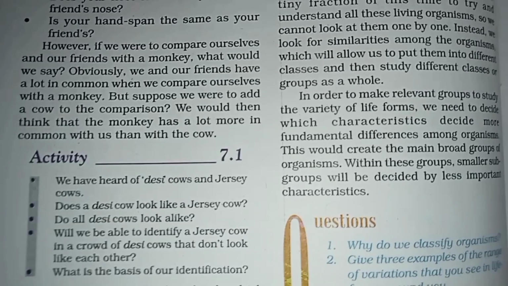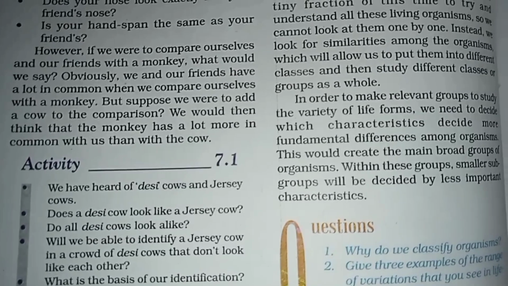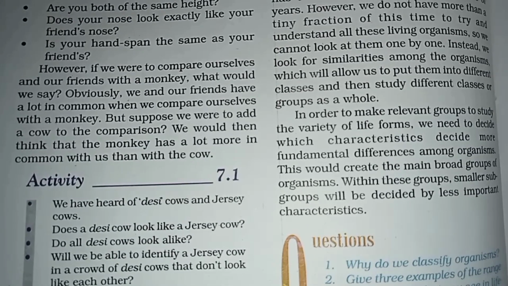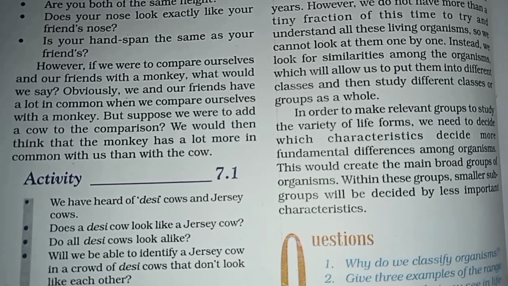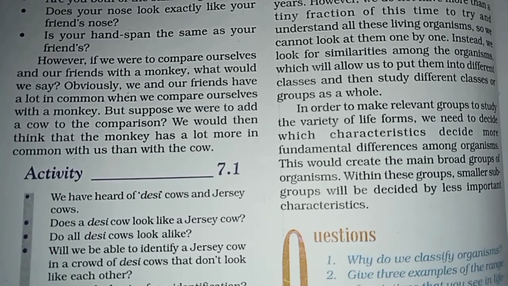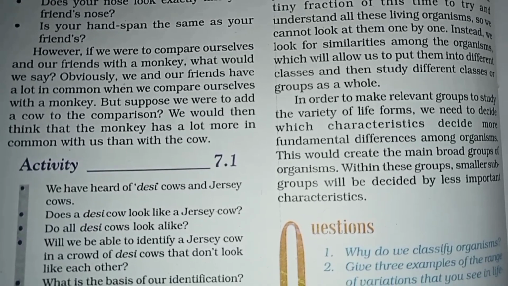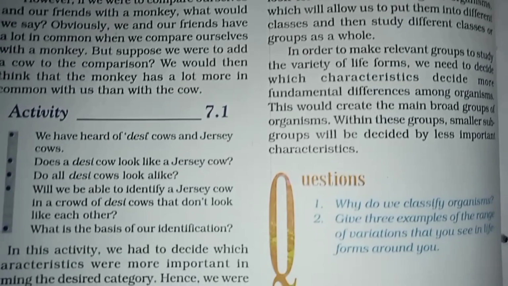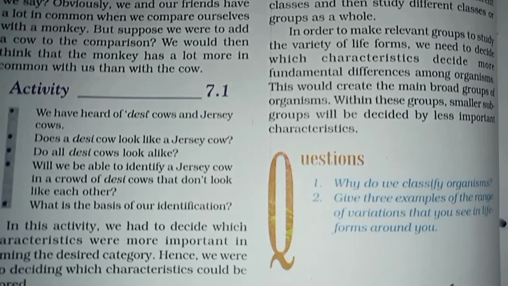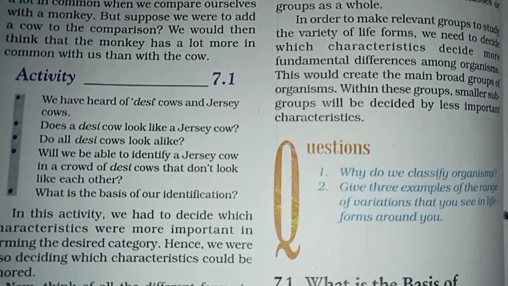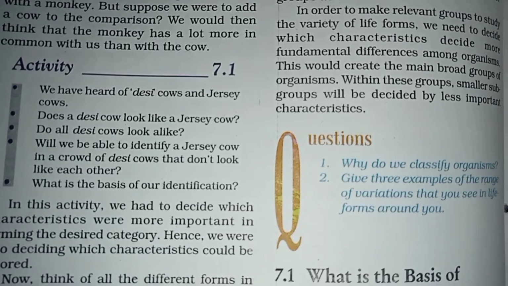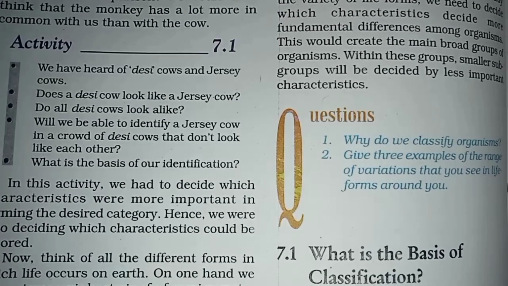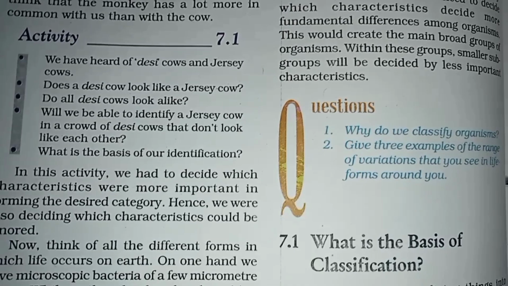This bewildering variety of life around us has evolved on the earth over millions of years. However, we do not have more than a tiny fraction of this time to try and understand all these living organisms, so we cannot look at them one by one. Instead, we look for similarities among the organisms, which will allow us to put them into different classes and then study these classes or groups as a whole in order to study the variety of life forms.